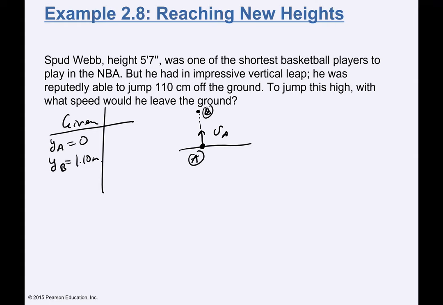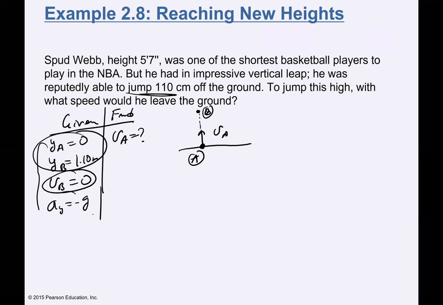So what else are we given? Seems like not much. But remember, point B is technically the highest point. That means there is no velocity there. VB is zero at that point. We also know that this is a free fall, so a_y equals negative g. That's already a lot of information. And what do we want to find? Well, we want to find velocity at point A, which is the initial velocity. Given all of those things, you want to find initial velocity, but you're not given time. But you're given displacement, final velocity, and acceleration.